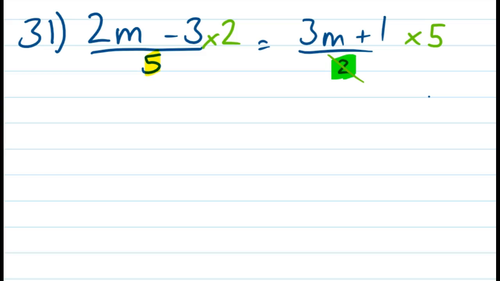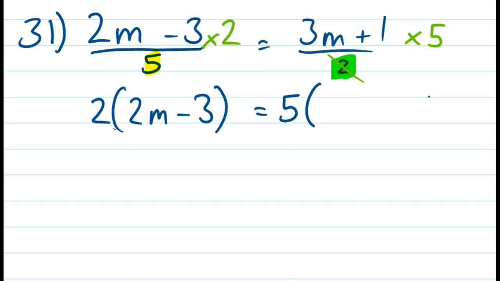Okay? And that leaves me with 2 outside of 2m minus 3 equals 5 outside of 3m plus 1. Now, if that was confusing, just note that the 2 ended up outside the brackets because I'm timesing the left side by 2. And the 5 ended up on the right side of the brackets because I'm timesing the right side by 5 to get rid of the fractions.